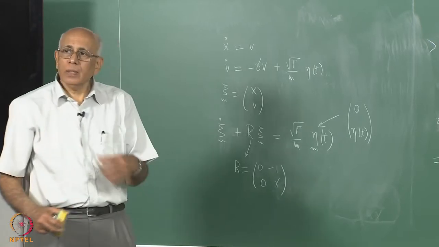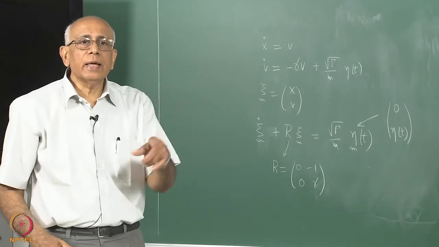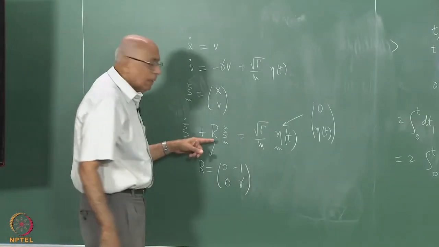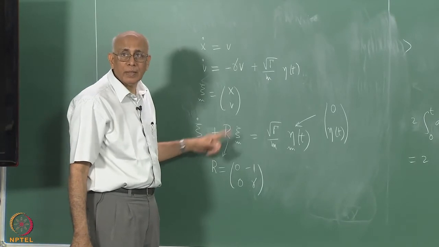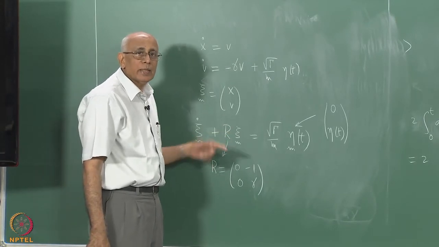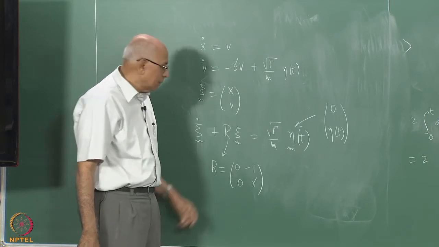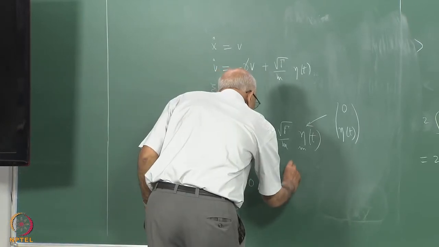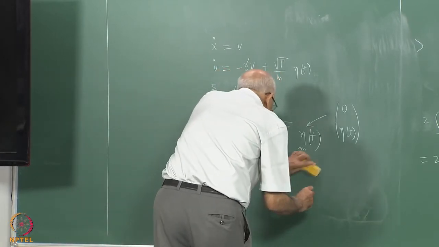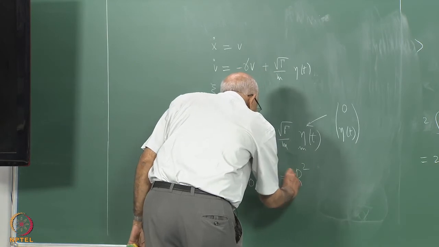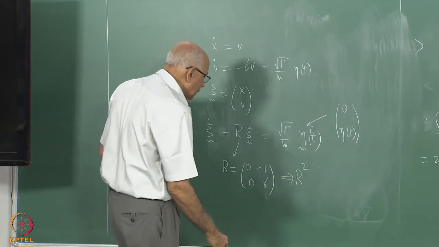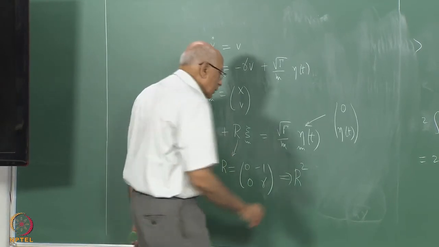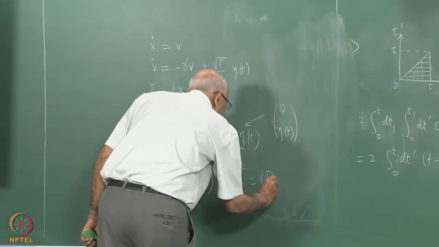Now, just as we solved the ordinary Langevin equation by using the integrating factor e to the minus gamma t, I need to now use the integrating factor e to the minus R t, and it's a 2 by 2 matrix. So I need to exponentiate this matrix to find that Green function, right? But that's not very difficult to do, because you notice that R squared, if I multiply twice together, is going to give me a minus gamma on that side and a gamma squared in the denominator. So this is equal to gamma times R.